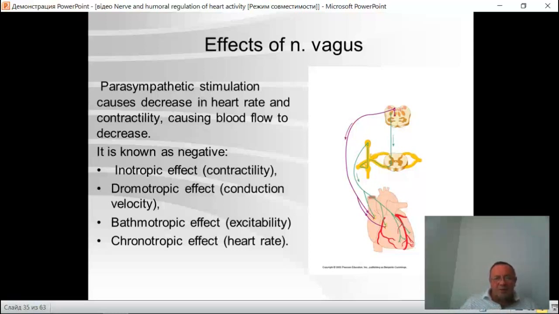Parasympathetic stimulation causes a decrease in heart rate and contractility, causing blood flow to decrease. These are the negative inotropic effect, dromotropic effect, bathmotropic effect, and chronotropic effect.